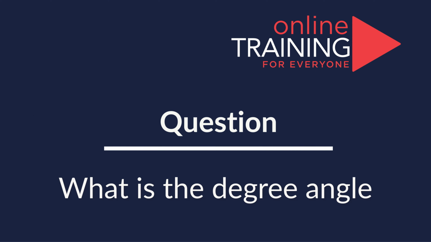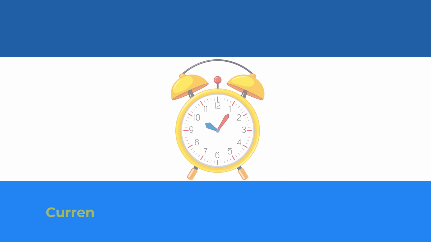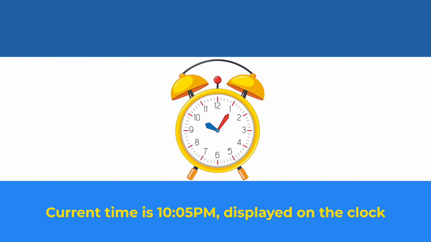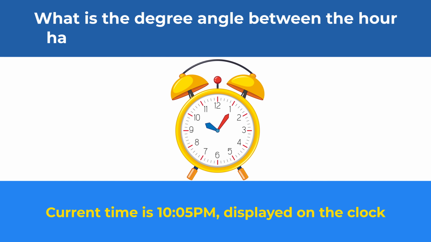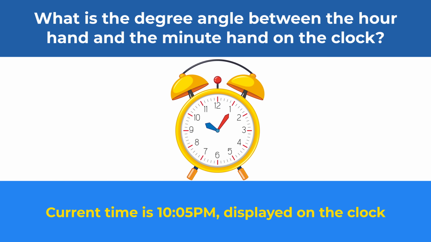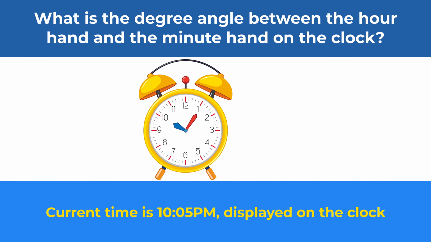Here's the frequently used question on the test, which may not be as simple as it looks. Current time on the clock is 10:05 p.m. What is the degree angle between the hour hand and the minute hand on the clock? You have 4 different choices.